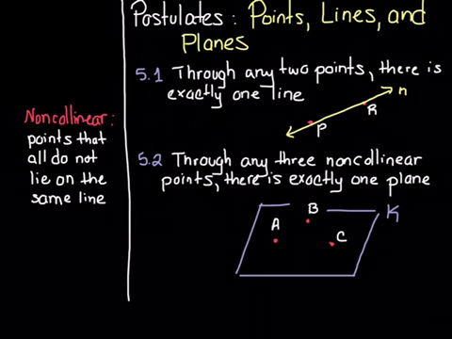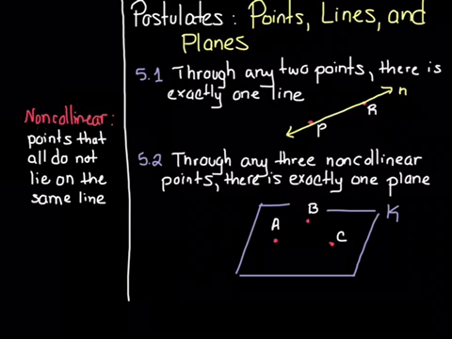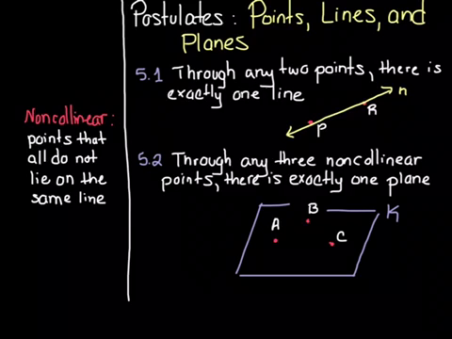Okay, here we have some postulates for points, lines, and planes. We have postulate 5-1. Through any 2 points, there is exactly one line. So here I have 2 points, P and R, and I have exactly one line, N, through them. Okay, postulate 5.2. Through any 3 non-collinear points, non-collinear, if you don't know, it's points that all do not lie on the same line. Okay, through any 3 non-collinear points, there is exactly one plane. So here I have 3 non-collinear points, and we have one plane, K.